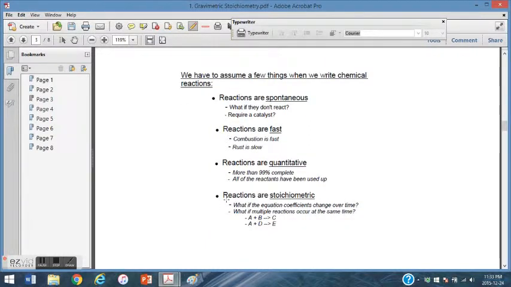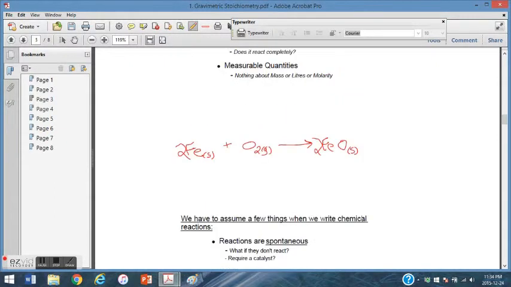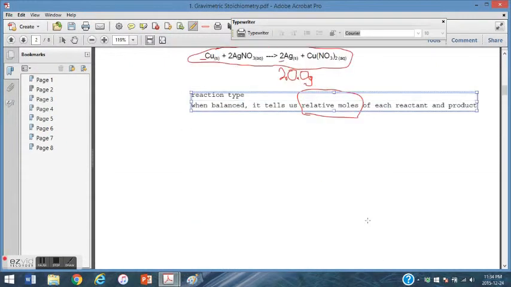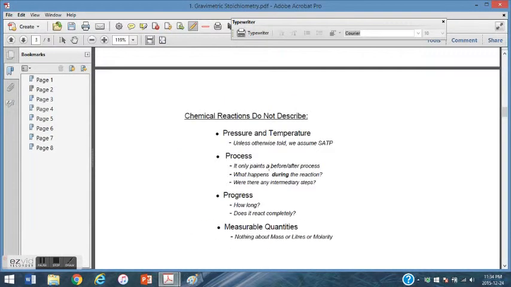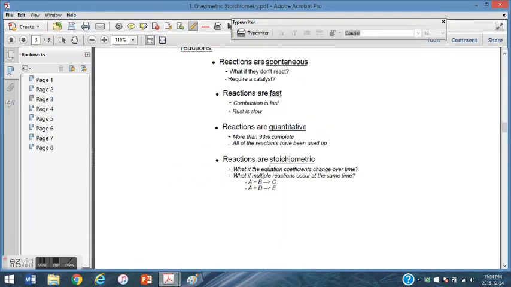Okay? We also have to assume that the reactions are stoichiometric, which means essentially that the equation coefficients don't change over time. That only one reaction occurs at once. Okay? So we have to assume that this is true, that 1 mole of copper will react with 2 moles of silver nitrate to produce 2 moles of silver and 1 mole of copper 2 nitrate. That over time this doesn't somehow change. Okay?